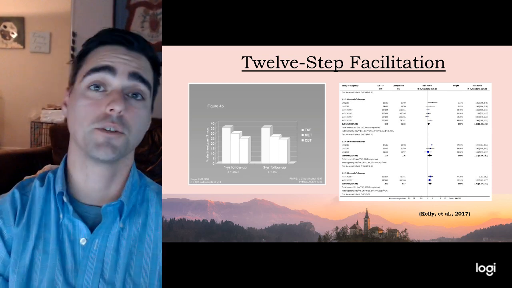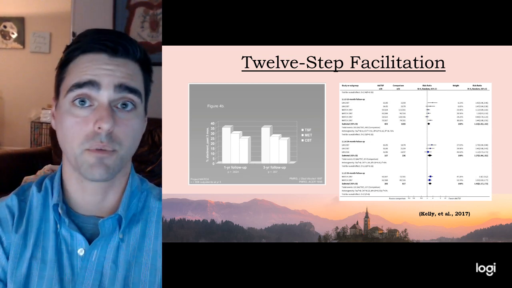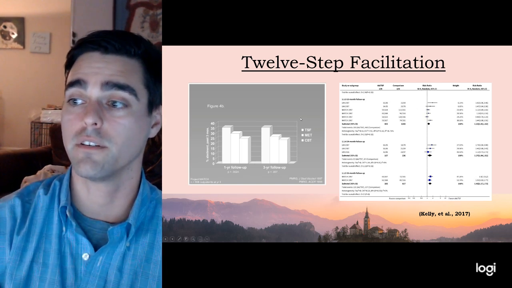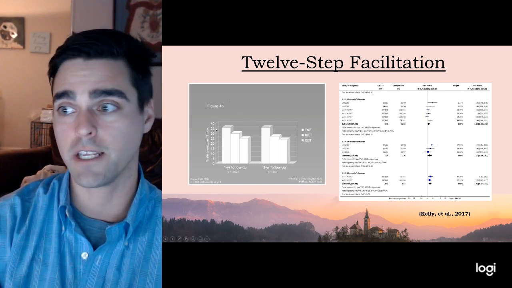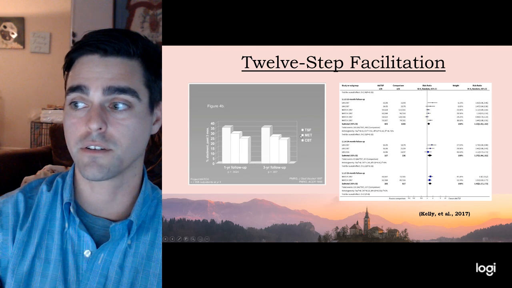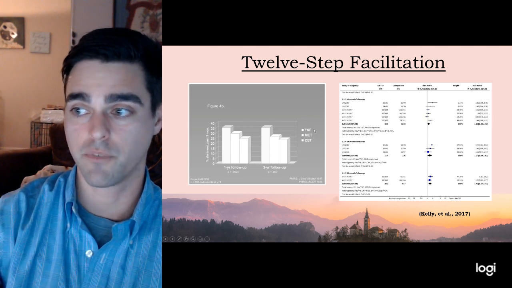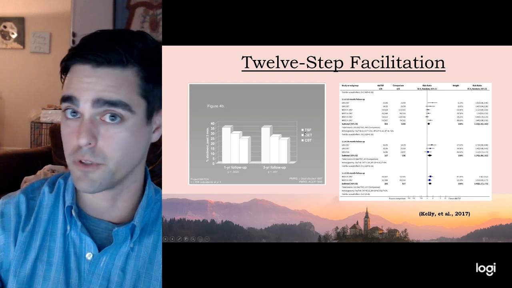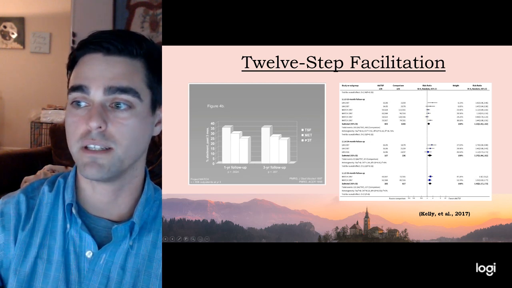12-step facilitation works. 12-step recovery works. And so this right here on this side is from the MATCH study. And we've got 3 different kinds of treatment. 12-step facilitation. This is motivational enhancement. So that's motivational interviewing right there. And then this one's just plain CBT.